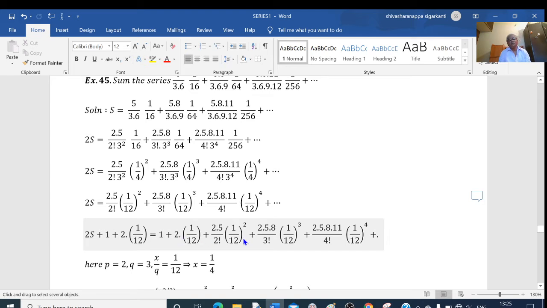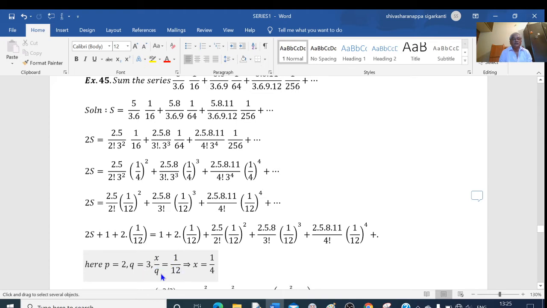Now if we see this right hand side, this is 1 plus p into x by q plus p into p plus q divided by 2 factorial into x by q square plus p into p plus q, p plus 2q by 3 factorial into x by q to the power of 3 plus and so on. So these terms are in binomial series with p equal to 2 and q equal to 3, x by q equal to 1 by 12.